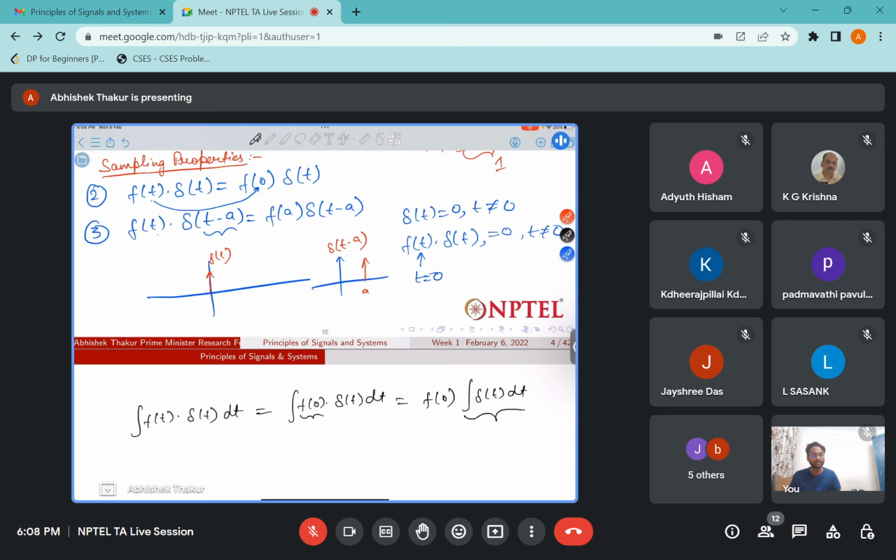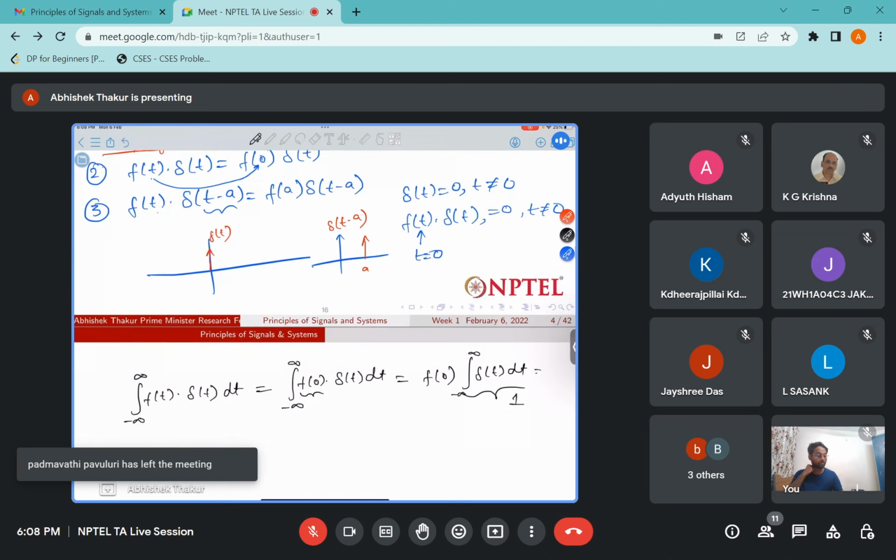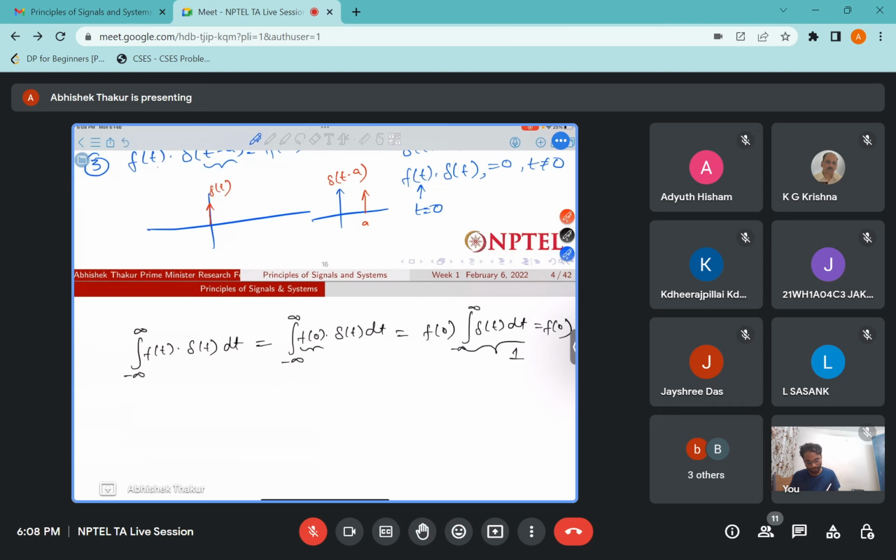And what is the value of this? This is 1. Okay. t is here from minus infinity to infinity. Sorry, I forgot to write this. So this value is 1. So this will be equal to f(0). Okay, so just write it here, the integral from minus infinity to infinity of f(t) δ(t) integrated with respect to t is equal to f(0).